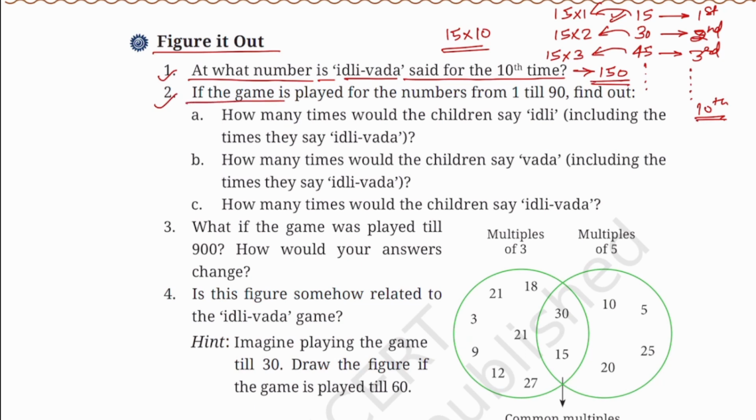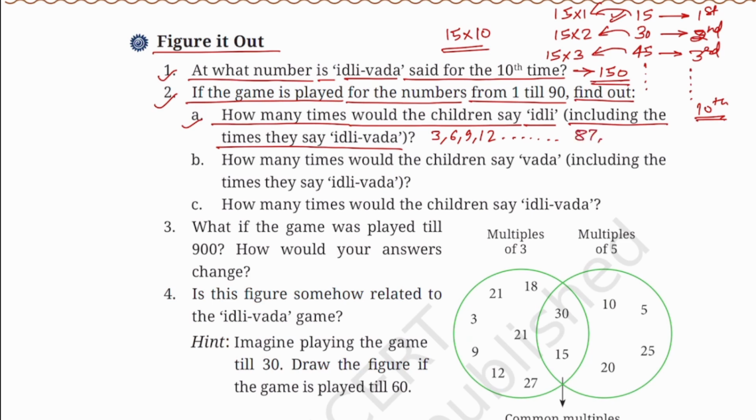2. If the game is played for the numbers from 1 till 90, find out A. How many times would the children say idli, including the times they say idli vada? For this, you have to count how many times the multiple of 3 occurs. That is 3, 6, 9, 12, like that, up to 87 and 90. If you count that, you will get 90 divided by 3, that is 30 times.